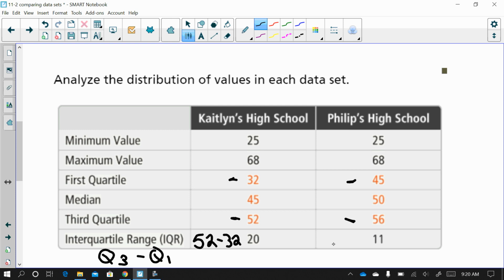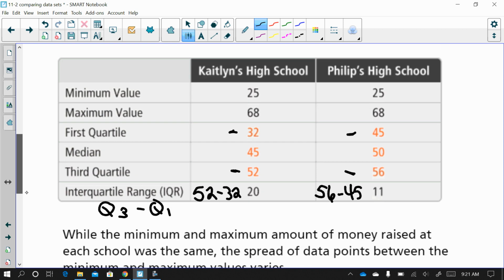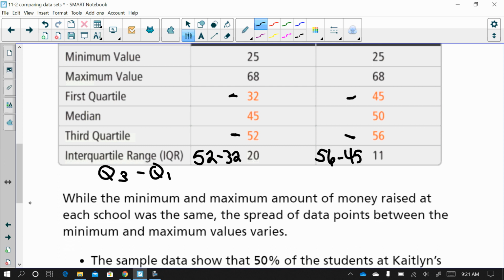Q3 minus Q1, so 56 minus 45. That's where the 11 comes from. Okay. So what do you think? Is Caitlin's school doing better than Phillips? Well, the max and the min are the same. The spread of the data points between the maximum and the minimum values varies.